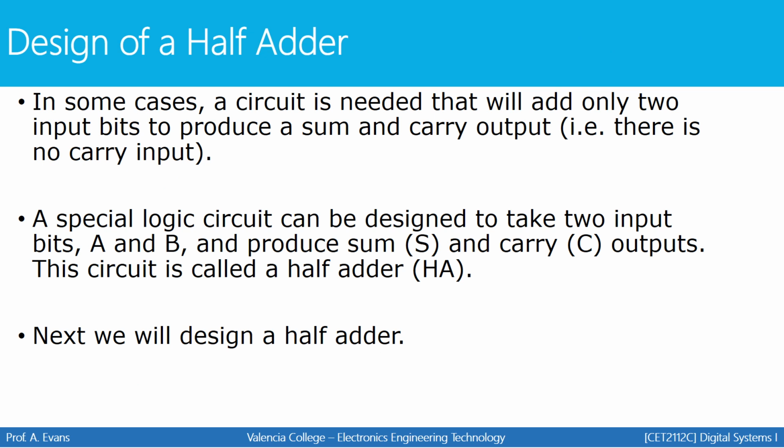Now, that was the implementation of what we call a full adder, and sometimes, in some cases, you have a circuit that you'll need that will only add 2 inputs to produce a sum and a carry, and you don't have that third carry input. This is called a half adder. That's a special logic circuit that we're going to design to take 2 inputs, A and B, and produce just a sum and a carry. You only have 2 inputs instead of 3. It's called a half adder.